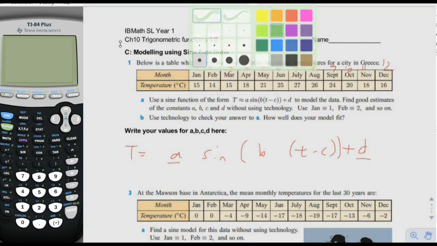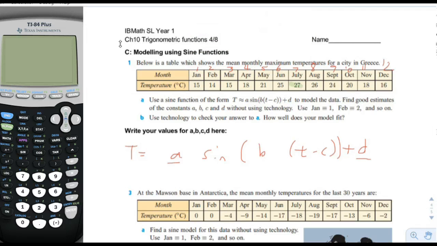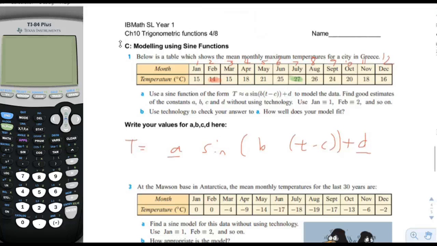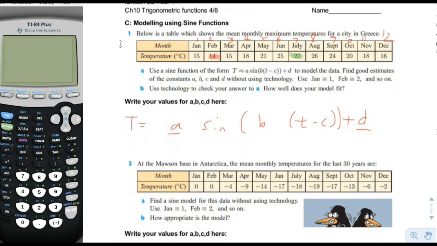Let's find the maximum. We'll make it green. The maximum looks like it's 27, right? What about the minimum? We'll make it red. Minimum looks like it's 14. So now that we know the maximum and minimum of this curve, which we're assuming is a sine wave, that means that we can find the d value, right? The d value would be the average of the minimum and maximum. So we would just add those two together, 14 plus 27. We'll do that on the offline calculator. 14 plus 27, and we get 41 divided by 2, and then we discover that d should be 20.5 because that's the average of 14 and 27.